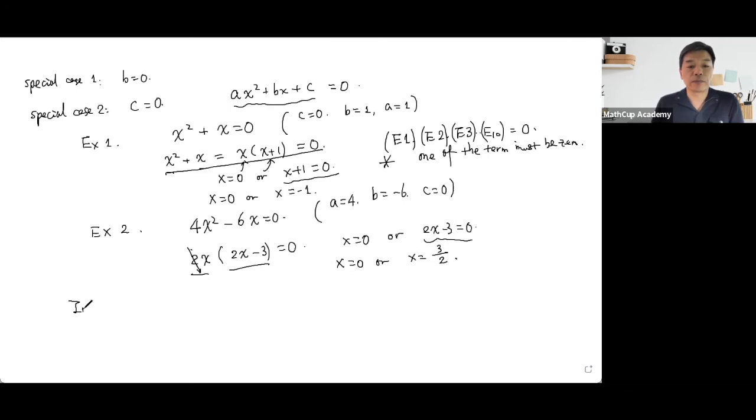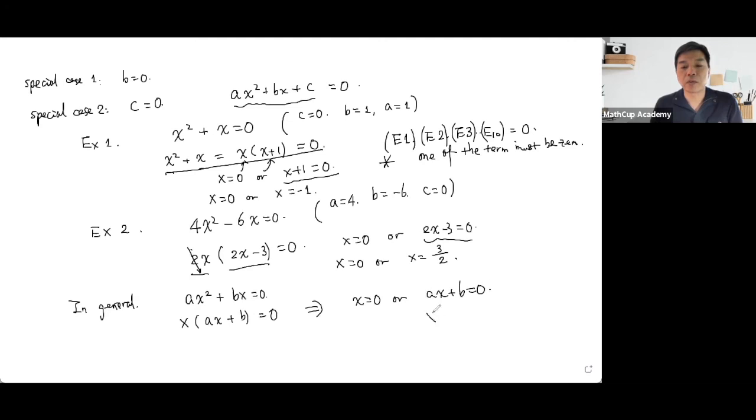In general, if c equals 0, then we are solving this special case of the quadratic equation ax squared plus bx equals 0. We know how to solve it by pulling the x out, and inside is ax plus b equals 0. And we get two solutions: x either equals 0 or ax plus b equals 0, so x equals minus b over a. x equals 0 or x equals minus b over a.